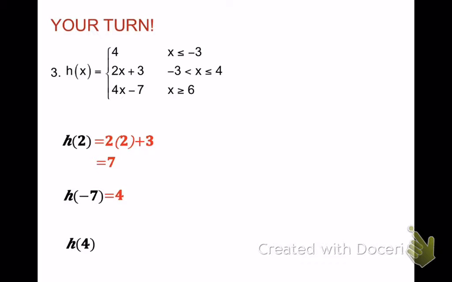And the last one, 4. 4 is going to be on the second equation, because it's between negative 3 and 4, but it's less than or equal to 4 here. So it's this one right here. So we're going to plug that in. 2 times 4 plus 3 gives us 8 plus 3, answer of 11.